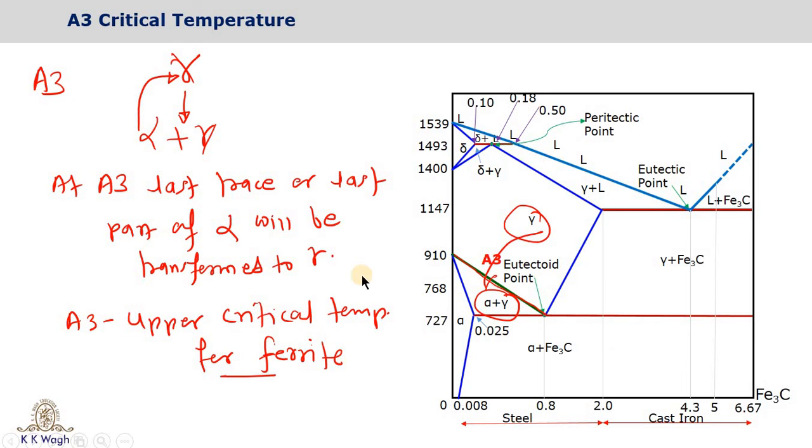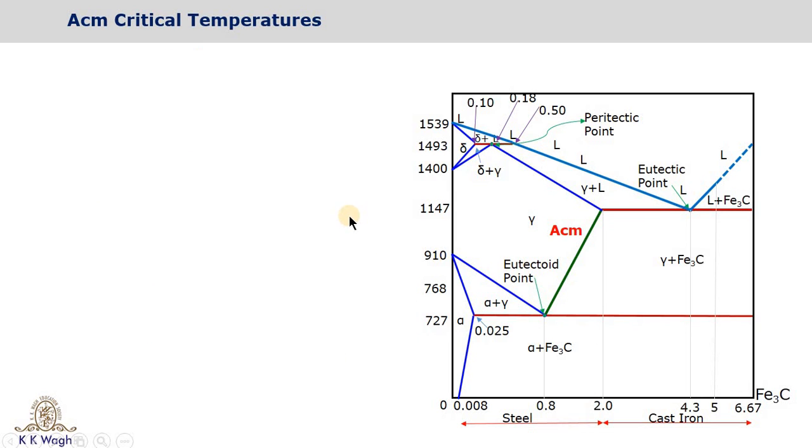Then let's discuss another critical temperature, that is the ACM temperature. ACM stands for cementite. That is the upper critical temperature for the cementite. M stands for cementite. Again this ACM temperature is represented by the green line, this line. So simply think of how to write about the ACM. What is present above ACM? Above ACM it is gamma. So I will write here gamma.